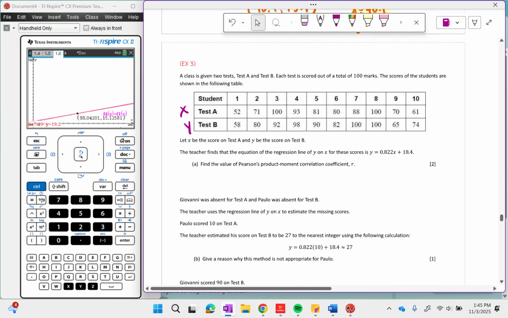So let X be the score on test A and let Y be the score on test B. The teacher finds that the equation of the regression line of Y on X for these scores is Y equals, okay, use your clues, right? This is traditional regression. They gave us Y equals, good, cool. Find the value of Pearson's product moment correlation coefficient R. So you're just typing these in and finding R. Easy money, we can do that.